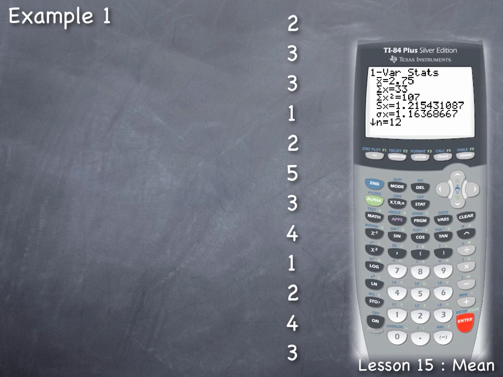And the mean x bar is 2.75. So we will write x bar equals 2.75. And this is our calculated result.